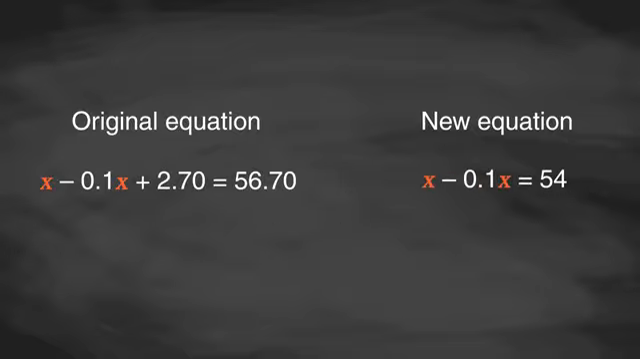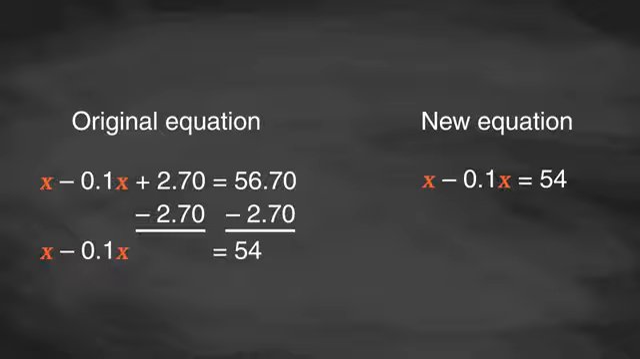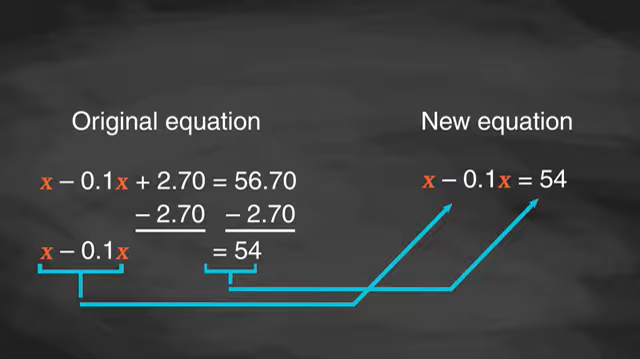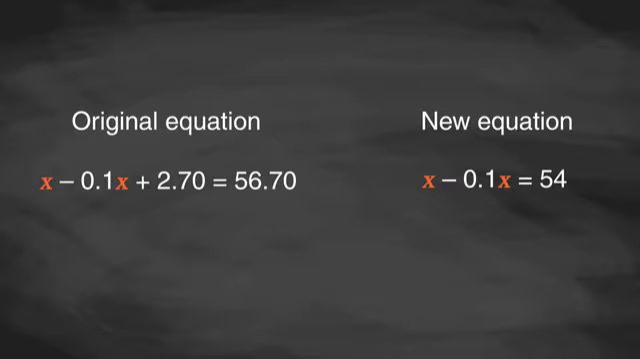Look at this new equation. x minus 1/10 x equals 54. The equation is a result of performing a move on the original equation. Notice that subtracting 2.70 from both sides of the original equation results in the equation x minus 1/10 x equals 54. This is the new equation. You can subtract the same number from both sides of an equation to form an equivalent equation. Both equations have the same solution because they are equivalent.